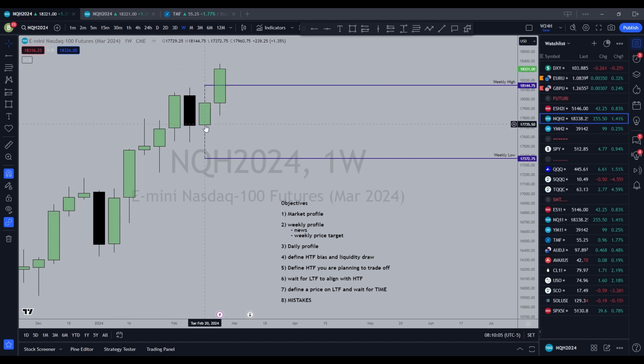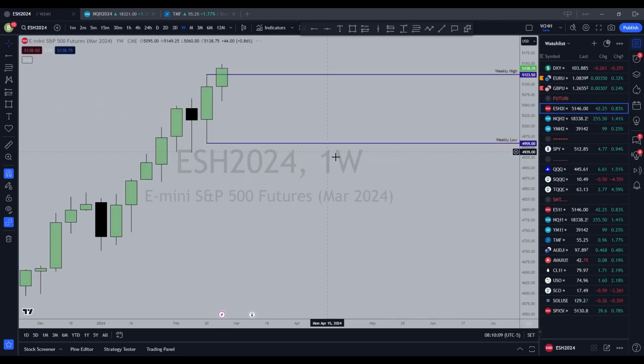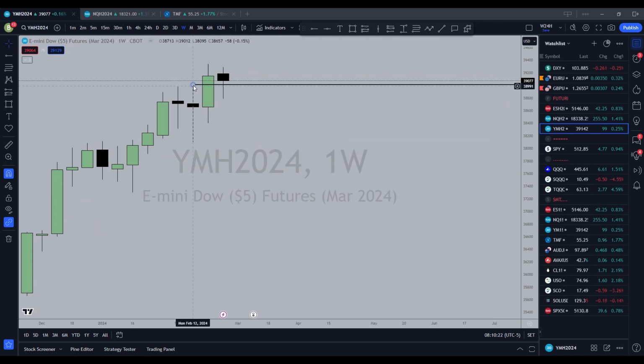Now, it seems like it's consolidating, right? We have this consolidation here, but if you look at the E-mini, we broke this last week. On a weekly candle, we broke and closed above this. Same thing for YM, right? We broke above this high from the previous week. So this was a bullish week close.